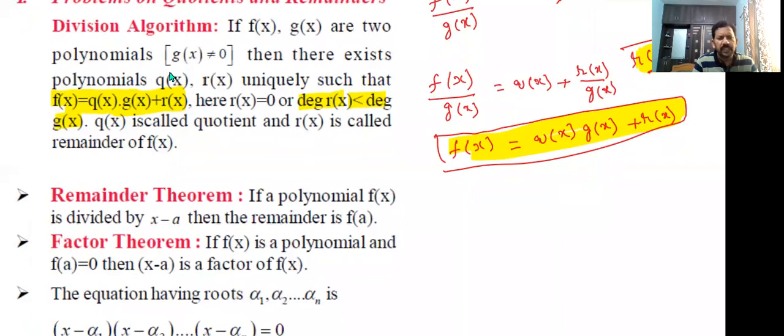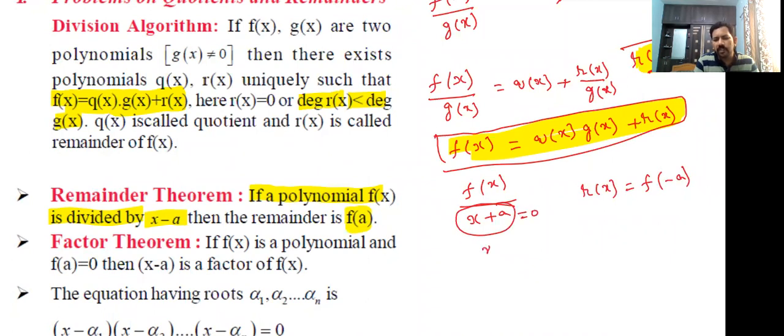What is remainder theorem? If a polynomial f of x is divided by x minus a, then remainder is f of a. Okay. Suppose the polynomial equation f of x is divided by x plus a, then what is the remainder, students? F of minus a. How did we get it? X plus a is equal to 0 means x is minus a. Substitute this here, then you'll get the remainder. Understood? Right. Next.